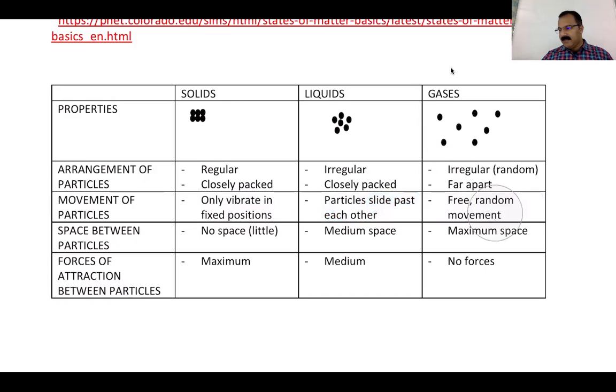If we are done with that, then the next one is the space between the particles. The first one is no space for solids, hardly any space between them. Whereas in liquid, you see there is some space. You could say medium space, slightly more than solids. And when we check the gases, they have maximum space between the particles. That's very clear from the diagram.